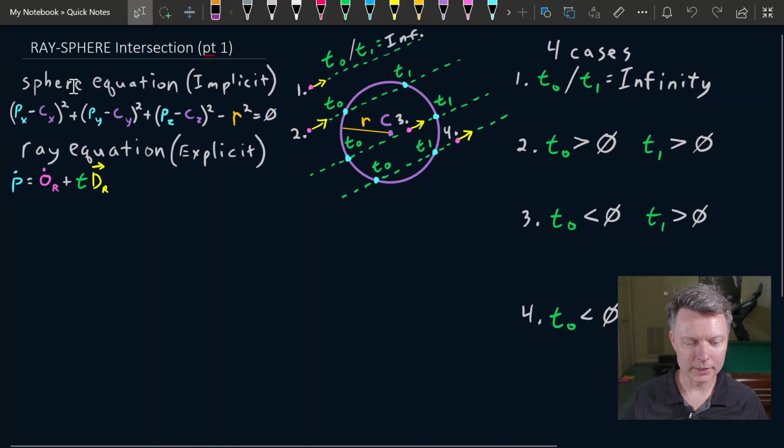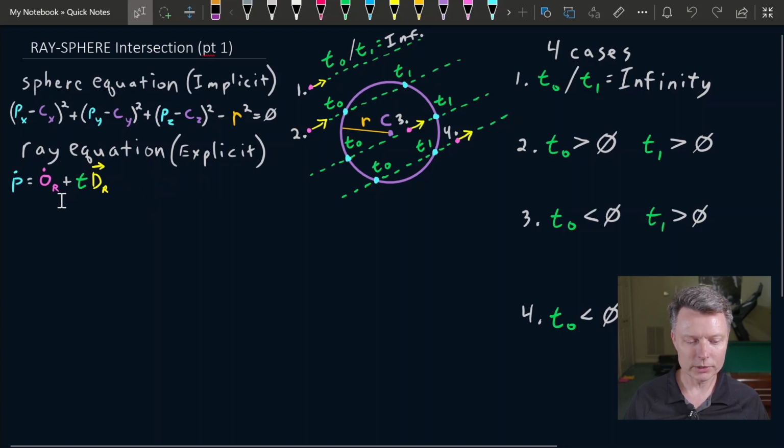So here is a reminder, we have the sphere equation, which is implicit. It says px minus cx squared plus py minus cy squared plus pz minus cz squared minus radius squared should equal 0. Over here, we have the sphere in purple again, and here's the C center point of the sphere, so that's the location of the sphere in 3D space. Then we have R over here in orange, and that's the radius from the center out to the edge of the sphere. Now notice that this equation doesn't give you a point on the sphere, it just provides a test.